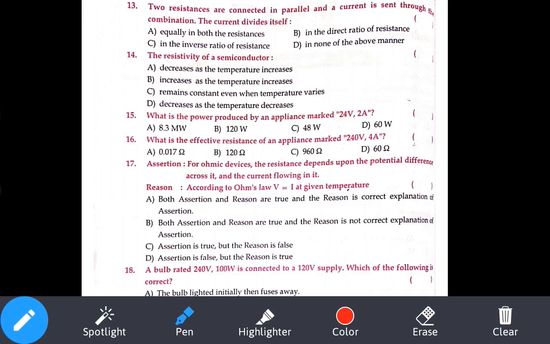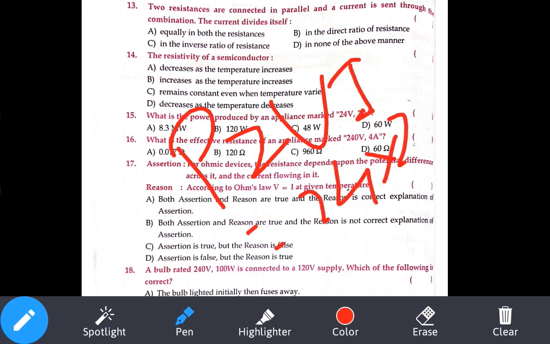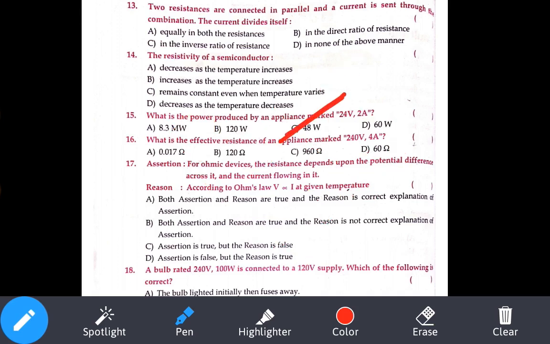What is the power produced by the appliance marked 24 volt, 2 amps? So P is equal to VI, right? So 24 into 2, 48. Option number C is our answer.